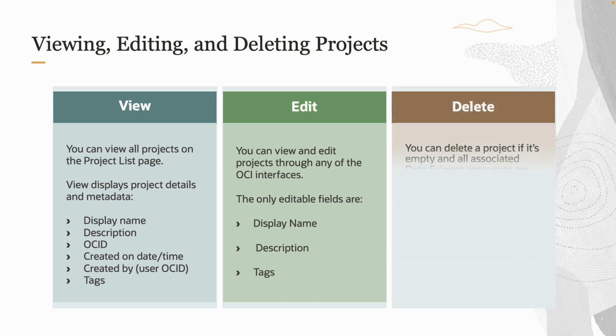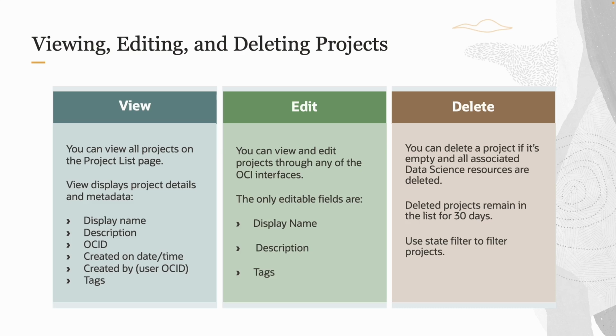To delete, a project must be empty. All data science resources associated with that project must first be deleted. To delete a project from the console UI, locate the project in the project list, then, from either the project list or the details page, click Delete. In order to delete a project from the console, you must fill in the display name of the project to confirm deletion.